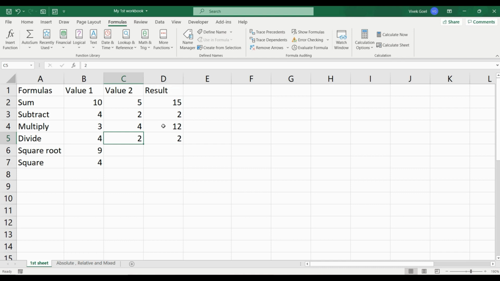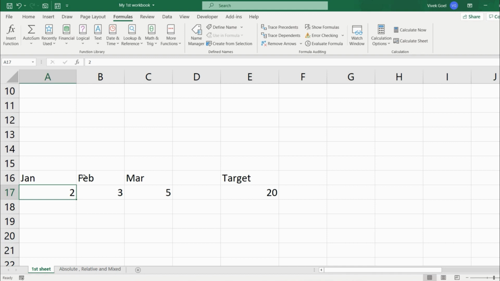If we change the denominator to 0, we will get a divide by 0 error. We can also calculate the square root and square of any number. And there are a bunch of other math functions that can be used. Now let's move to an interesting scenario.